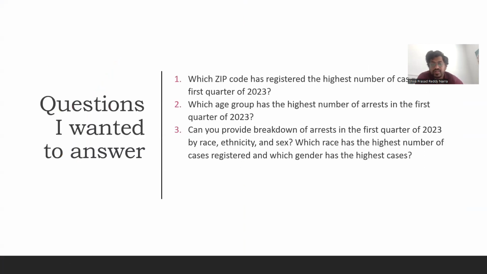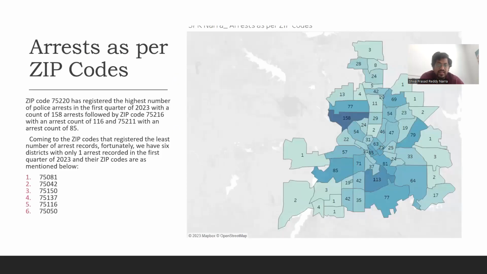So the questions I would like to answer after analysis of the project are, which zip code has the highest number of arrests in the first quarter of 2023? The second question is, which age group has the highest number of arrests in the first quarter of 2023? And the last question is, breaking down the number of arrests as per race and sex. Which gender has the highest number of arrests, and which race has the highest number of arrests? Let's look at the charts in Tableau.